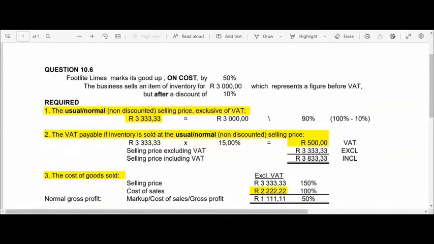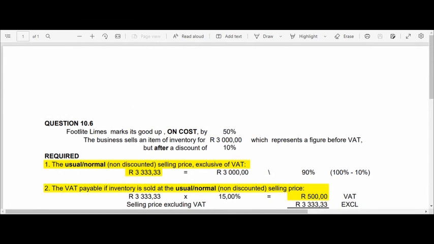Okay, so there we had our first calculation, the usual or normal non-discounted selling price exclusive of value-added tax. So what we did is we took what we want, which is the factor of 100, over what we have, which is a factor of 90, multiplied by the 3,000. So that gives us 3,333 rands and 33.